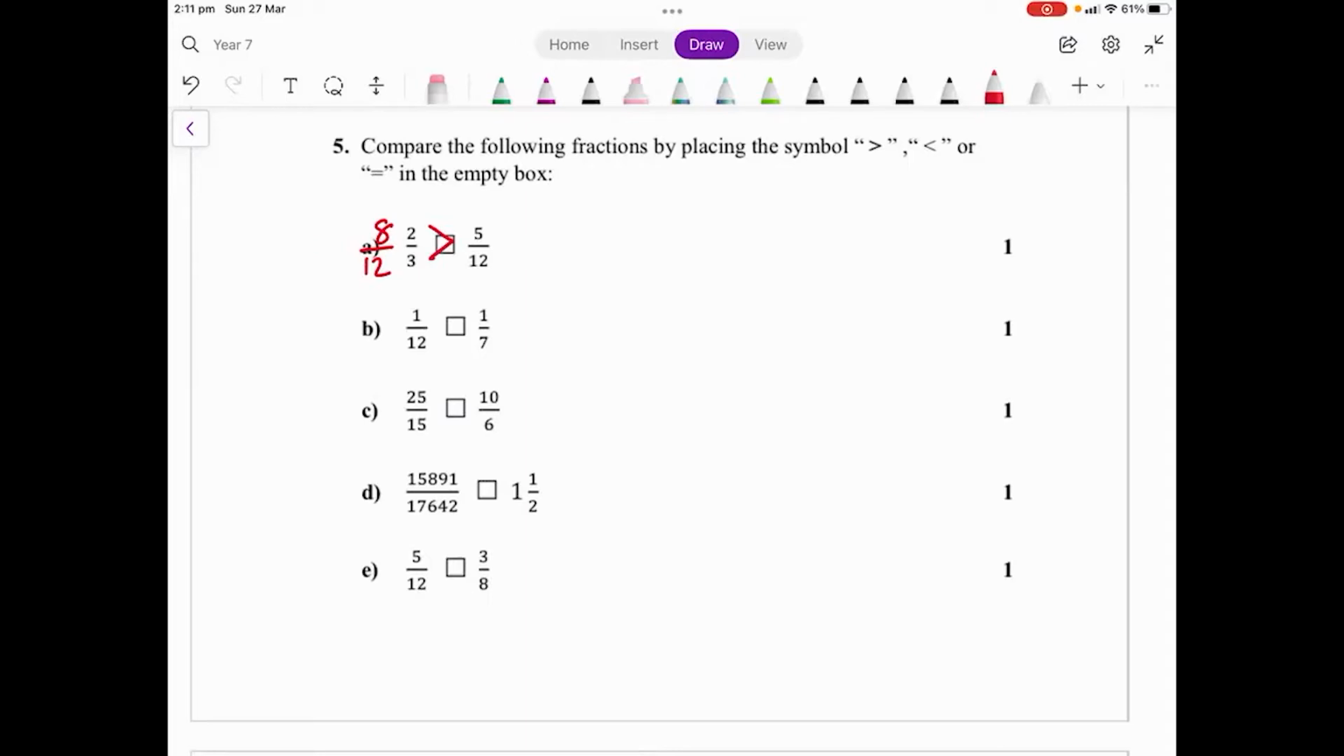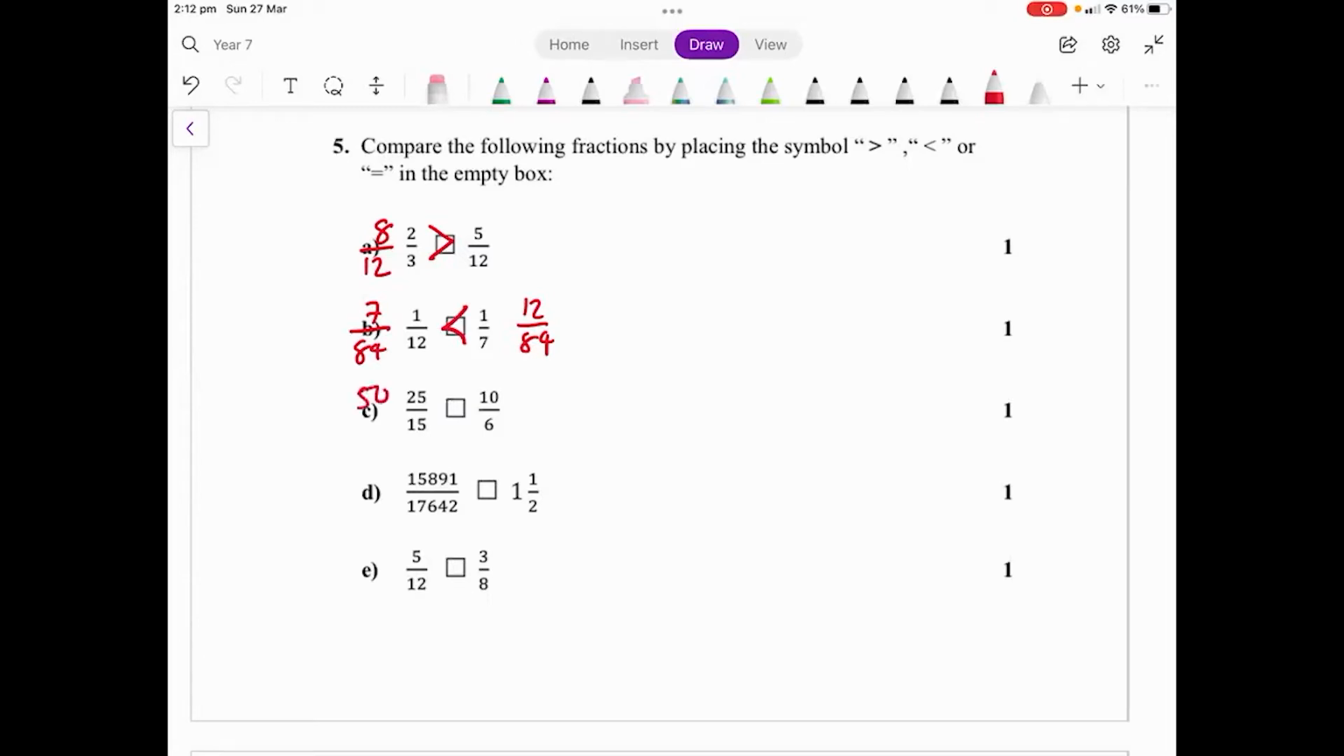Second question, we need to convert both of them. So 1 over 12 becomes 7 over 84. We multiply both numerator and denominator by 7. 1 over 7 becomes 12 over 84. We're multiplying both numerator and denominator by 12. Once we get that, we can see 7 is smaller than 12. So 1 over 12 is the smaller number.